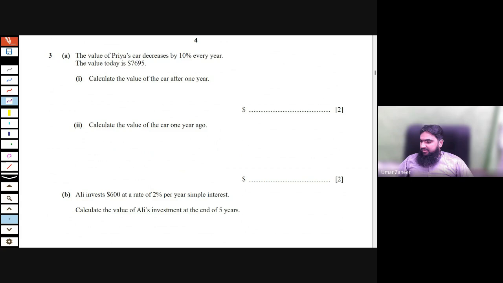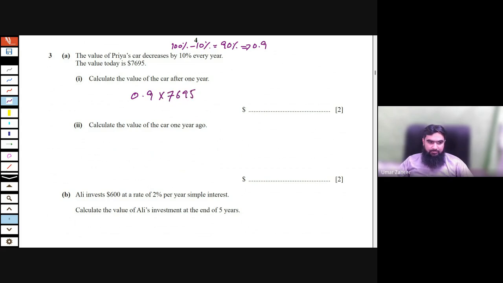The value of the car decreases by 10% every year. The value of today's car is this. Calculate the value of the car after 1 year. You have to find the value of the car after 1 year. So decrease by 10%. Initially we have 100% minus 10%, so that will be 90%. So multiply by 0.90 over 100, that will be 0.9. So 0.9 multiplied by 7695.